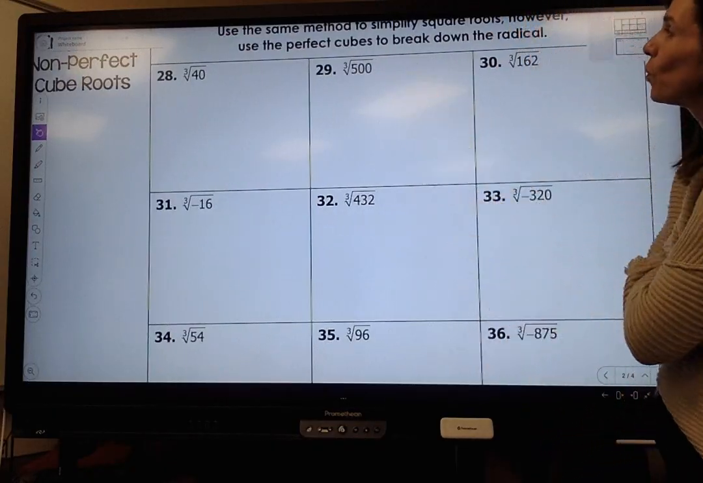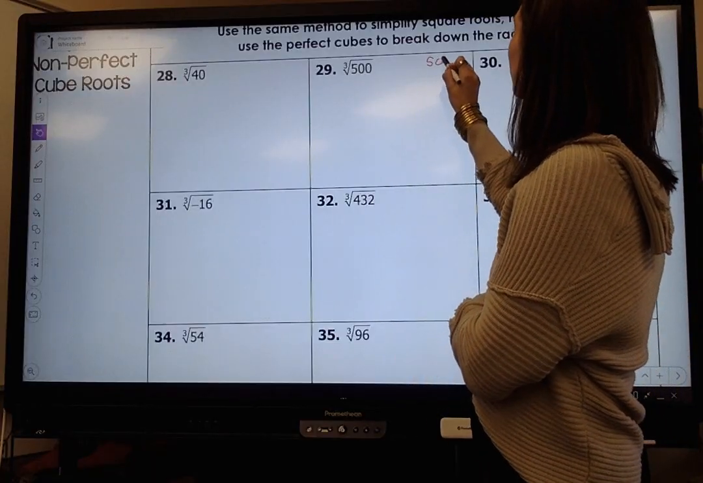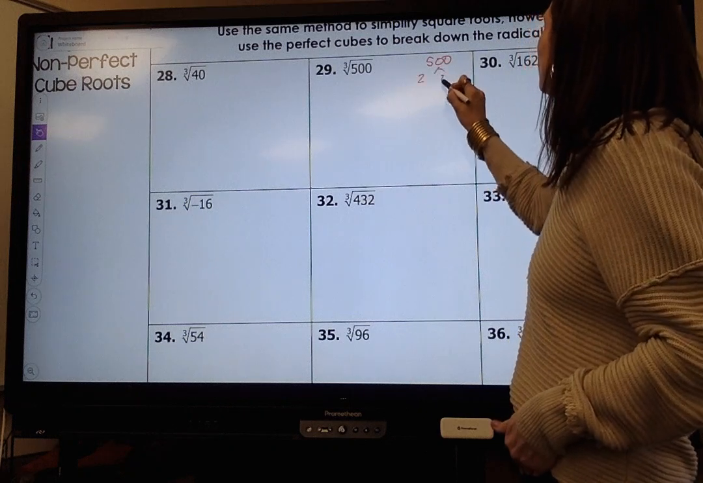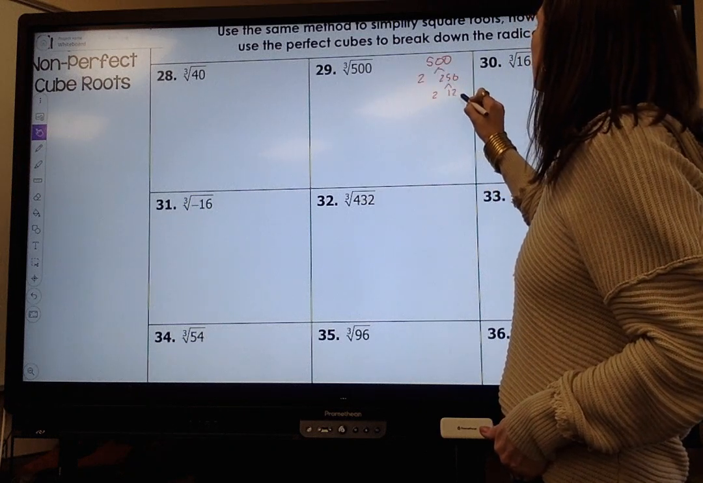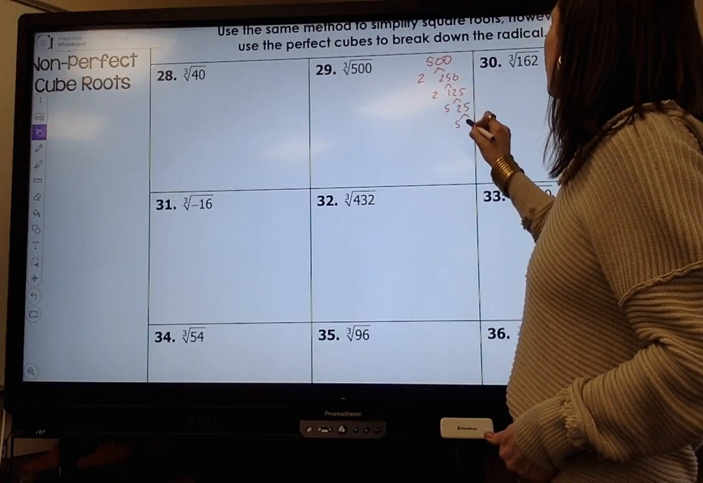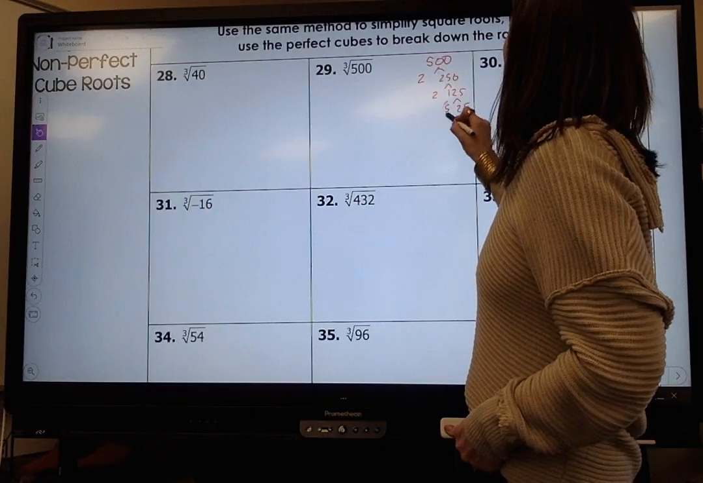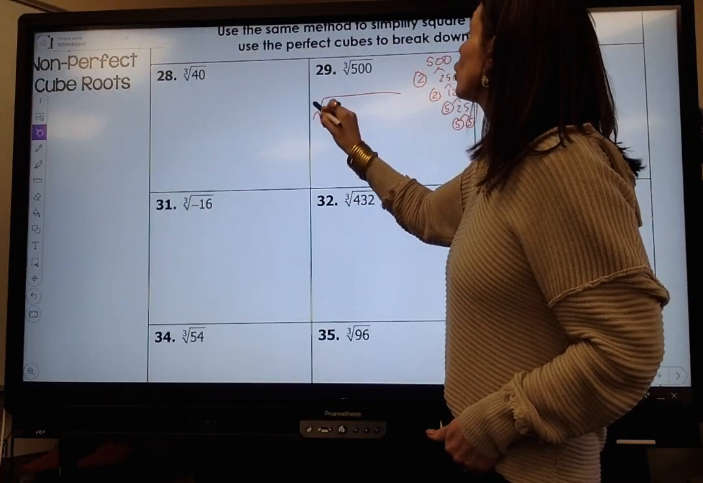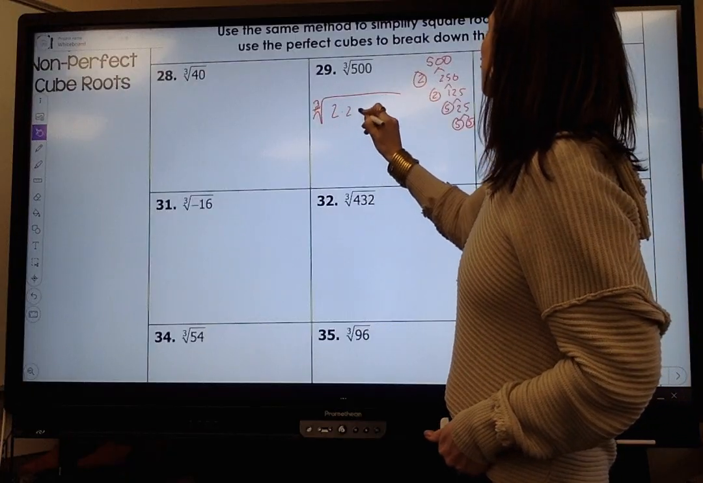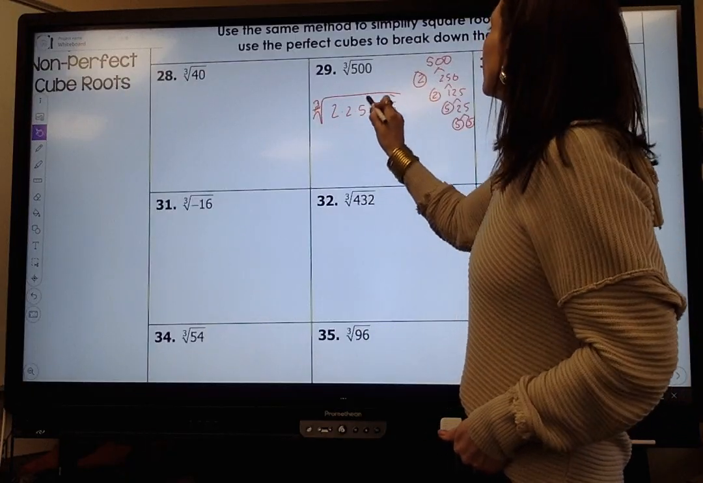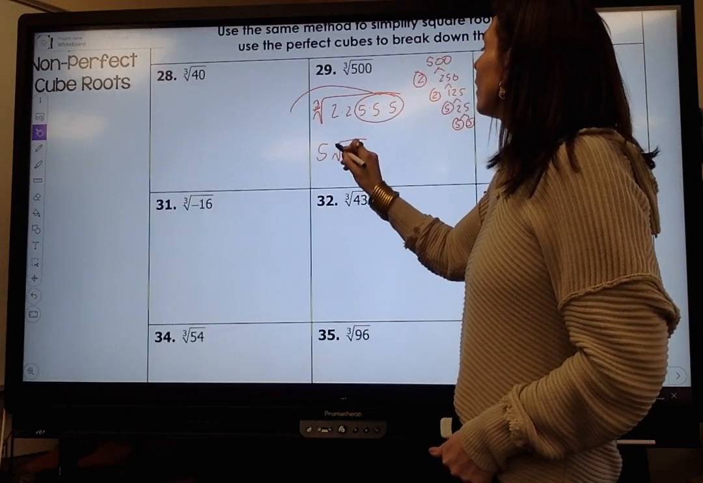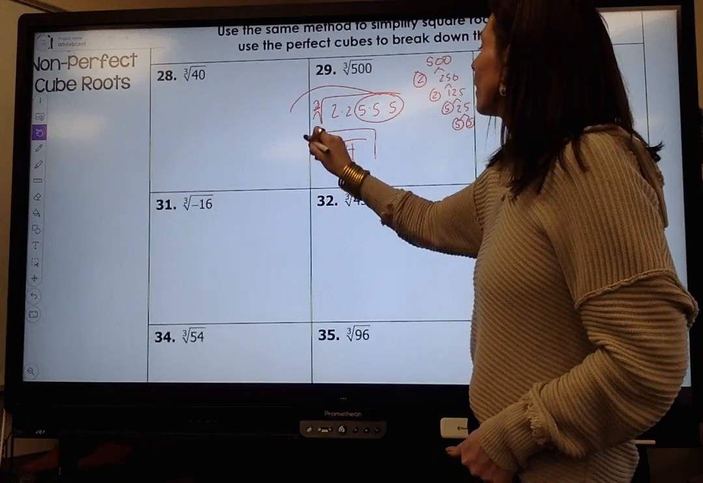All right, let's do number 29. So I have 500 here. It's a cube root, so now it's a group of 3 that comes out. So I'm going to do 2, 250, 2, 125. I know 5 goes in there 25 times, and 5 and 5. So underneath, here are my prime numbers. Underneath this cube root, that's what tells you the grouping has to be 3. I have a 2 times 2 times 5 times 5 times 5. Here's a group of 3 that's going to come out. And I have 5 cube root of 4 left over.